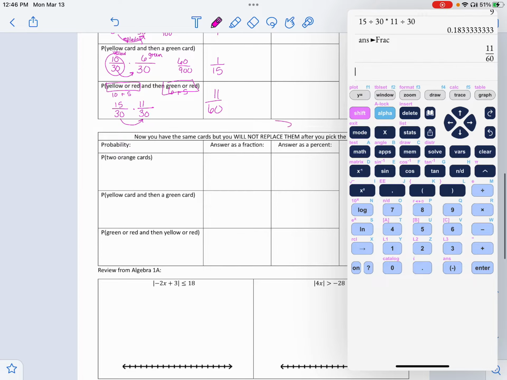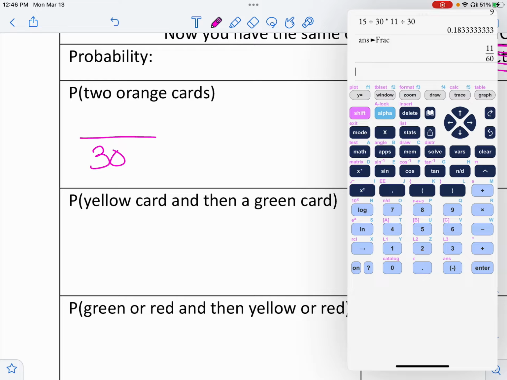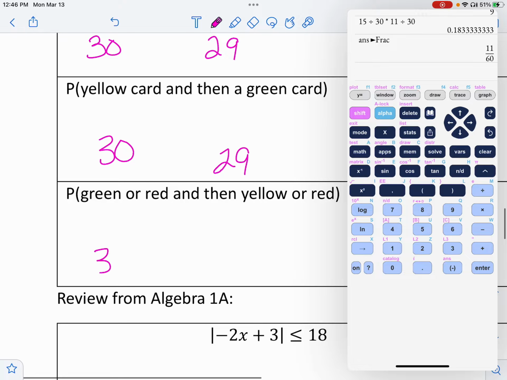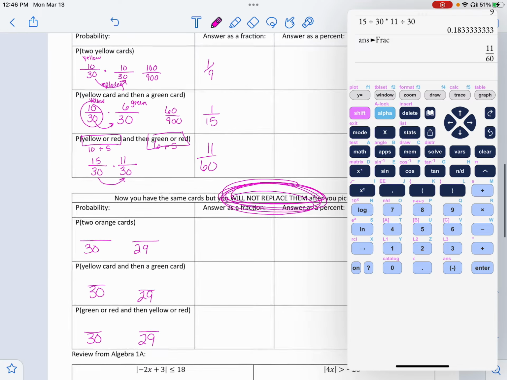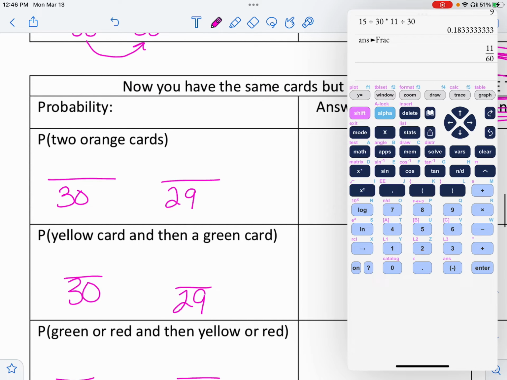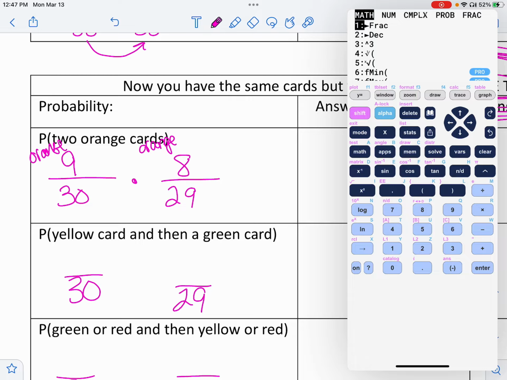Now we're going to do this, but we are not going to replace them, okay? So every time we're going to start with 30, but then the next fraction is going to go down to 29, because we are not replacing it. So the first fraction will be 30 and the second fraction will be 29. Not replacing it. So orange, how many orange were there, everyone? There were 9 oranges. So here's that orange card. Now remember, because we are not replacing it, since this was orange, we have to assume we get it. So now our orange goes down to 8. So we have 9 out of 30 times 8 out of 29. Math, enter, enter. Woo.